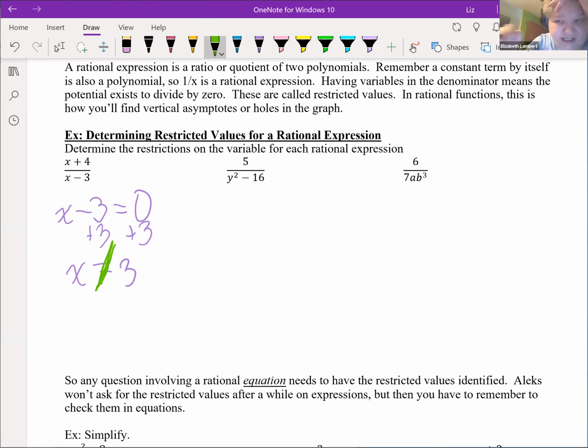-4 is fine. That makes the top 0, totally fine. It just means I'm going to have -4, 0 as a point. But x equals 3, nope.